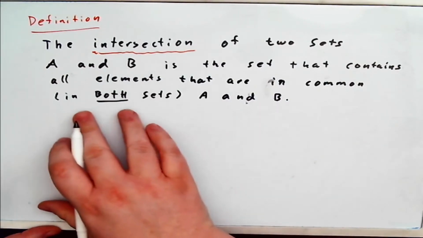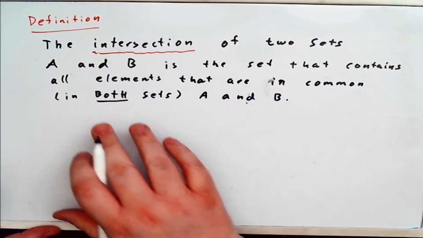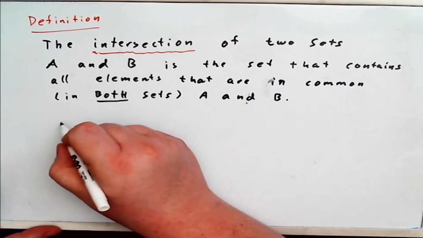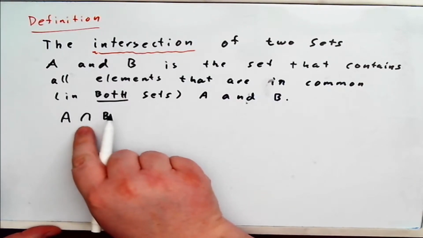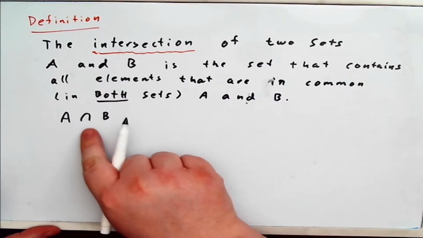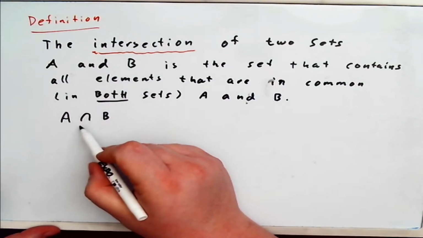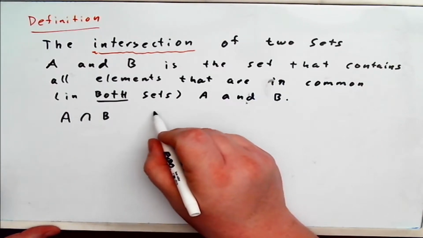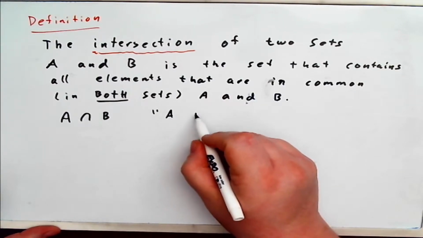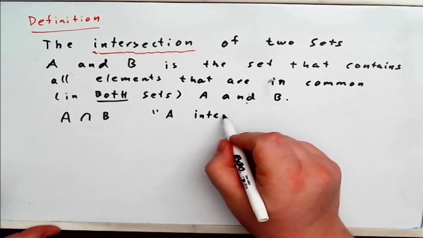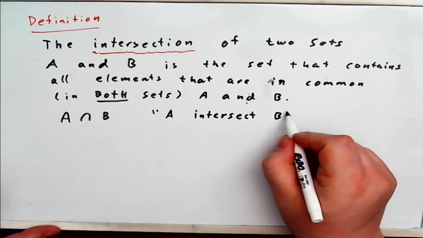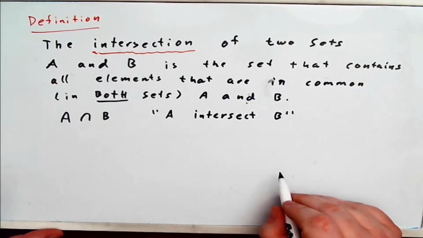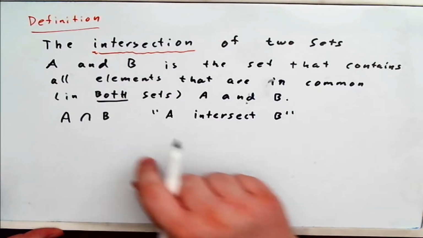So what are elements that are in both of the sets? Okay, and this is denoted A intersect B. Kind of looks like a little upside down union symbol, right? The union symbol was that cup symbol. This is now a cap, like a little cap symbol. Okay, and this is read A intersect or intersected with B, or A intersect B. Okay, so this is the symbol for that.